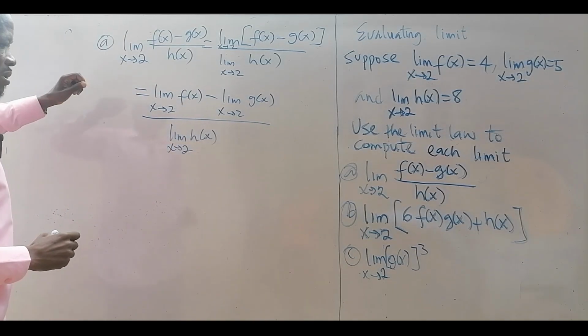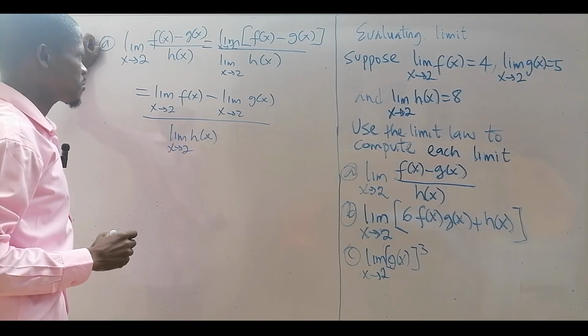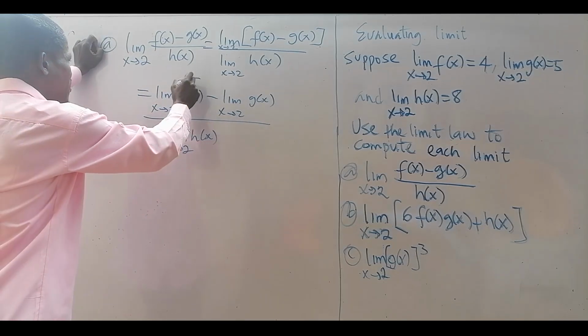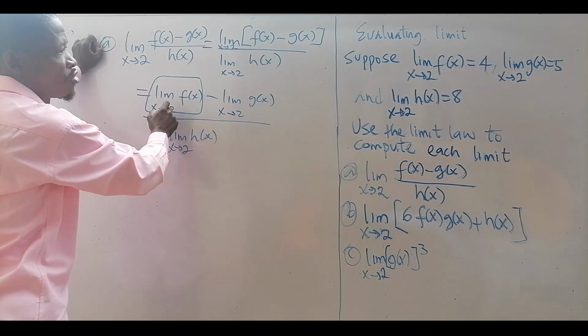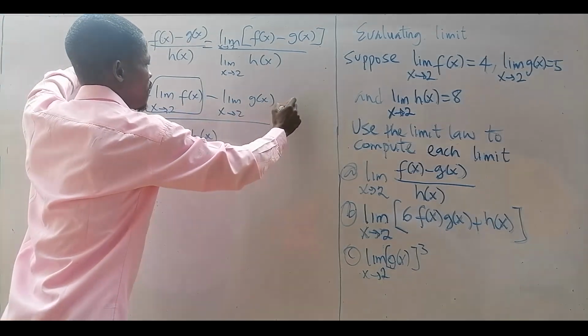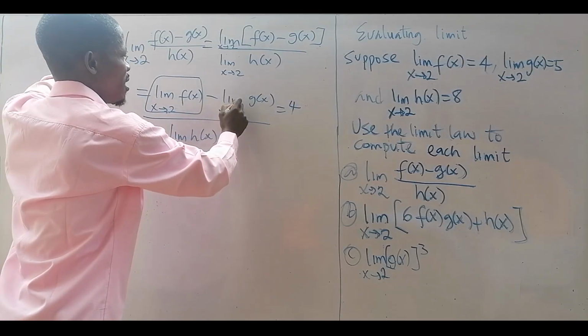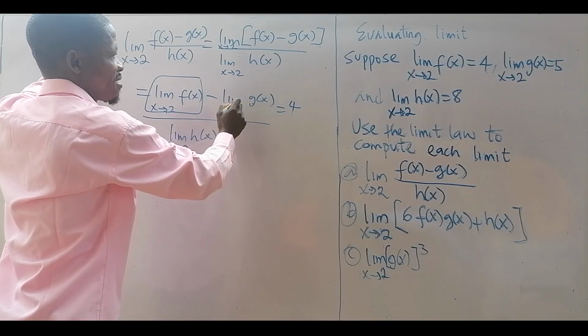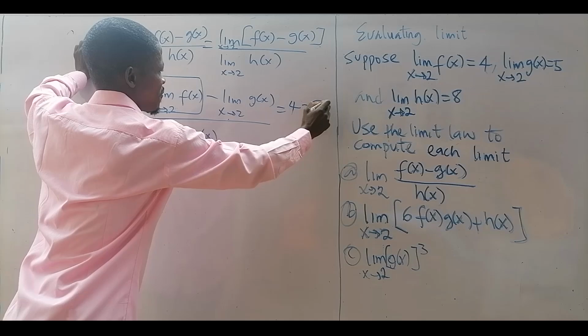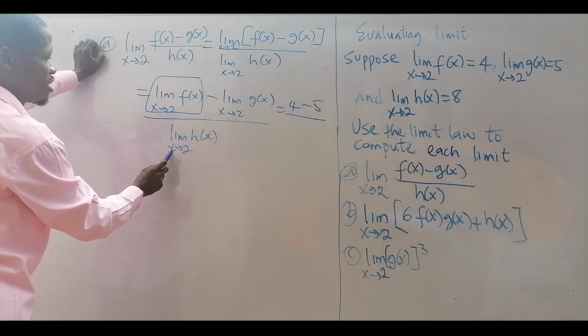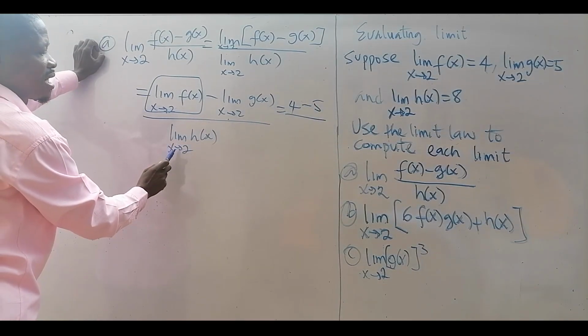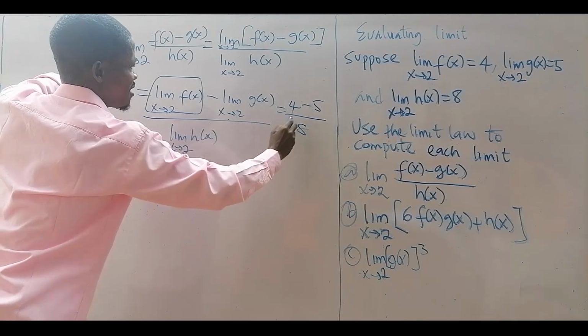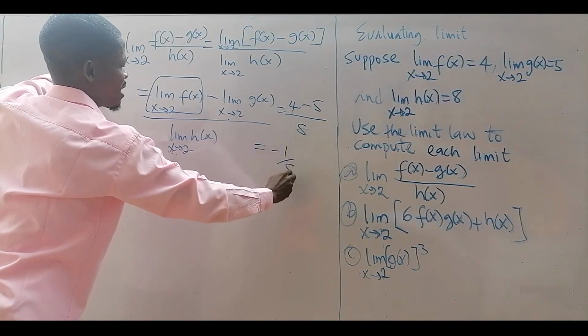Then we can begin to make our substitution. We have a value for the limit of f of x as x tends to 2, that's 4. Then we have a value for the limit of g of x as x tends to 2, that's 5. And also for h of x as x tends to 2, that's 8. So that's giving us minus 1 over 8.